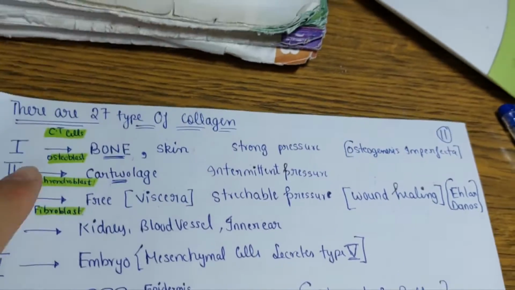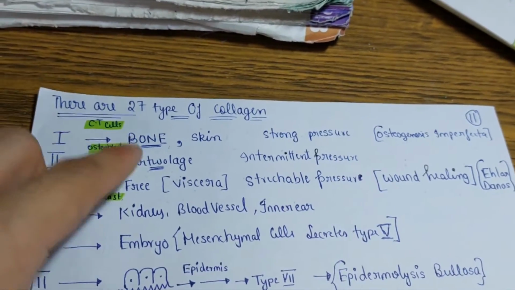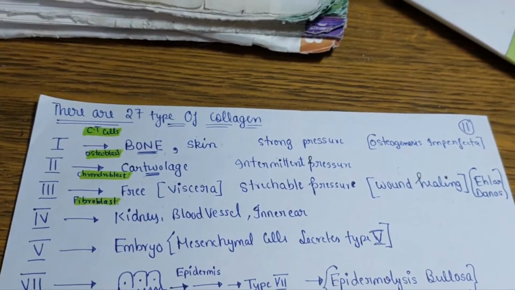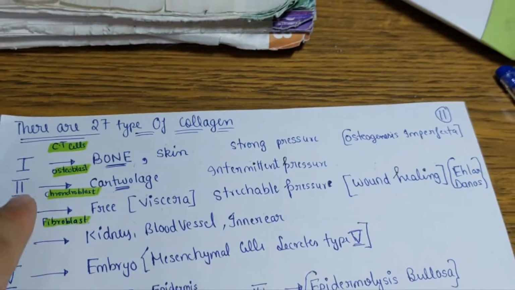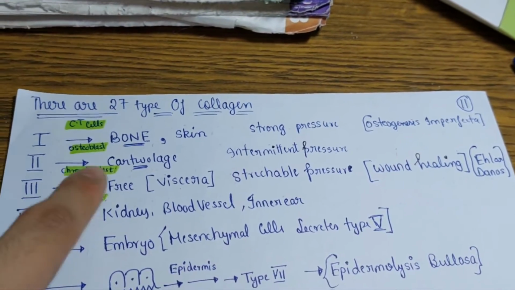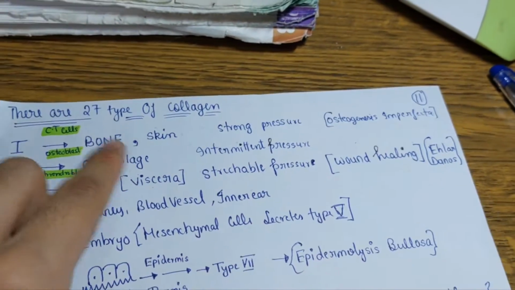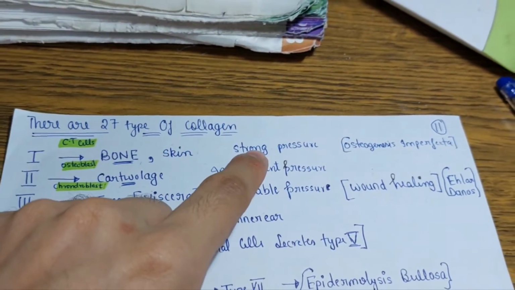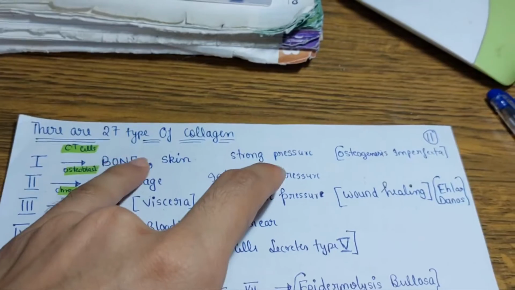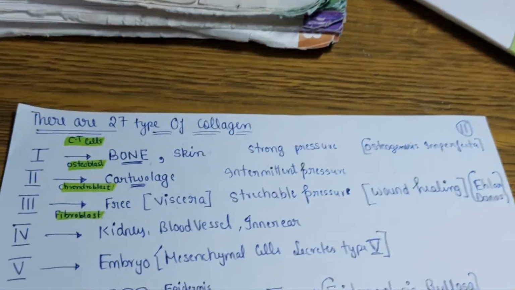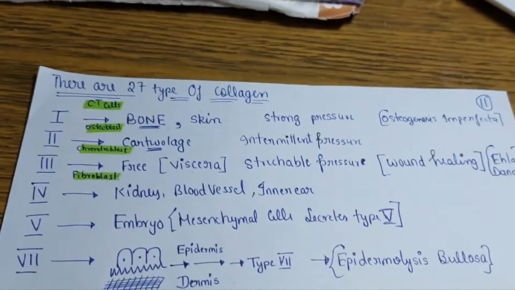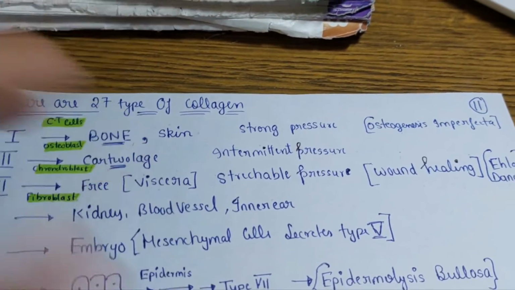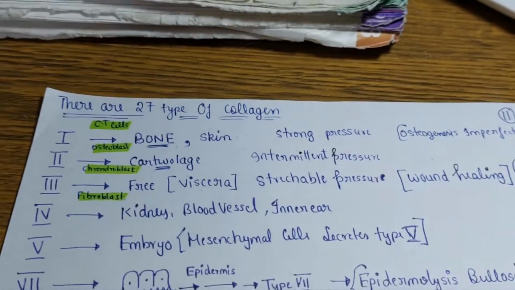Now collagen number 1, as we already discussed, is present mostly in bones and also in skin. Collagen type 1 is hard, so it can withstand strong pressure. And if we have a problem with collagen 1, we will have osteogenesis imperfecta, like we had discussed, due to mutation of the glycine gene. And collagen type 2 is associated with cartilage, which can withstand intermittent pressure.